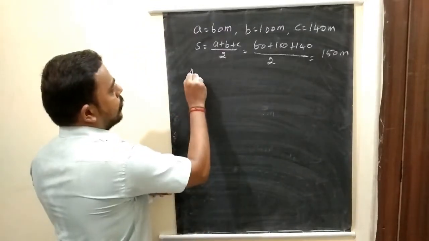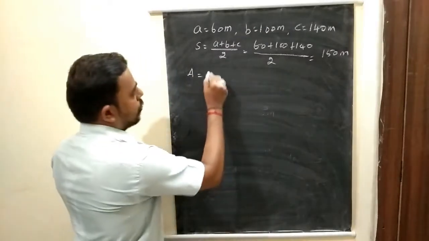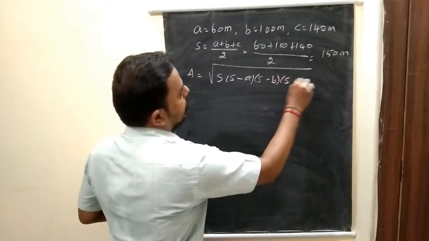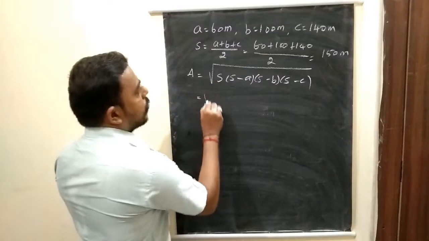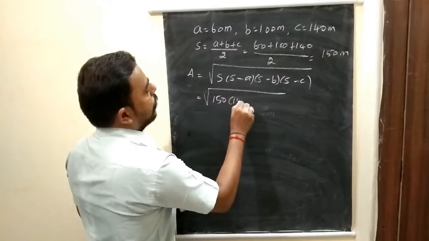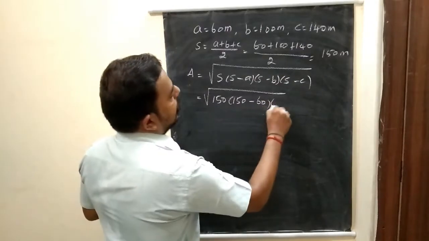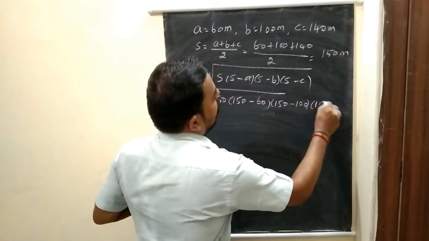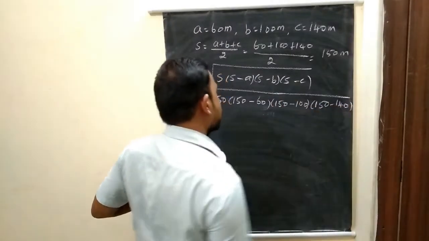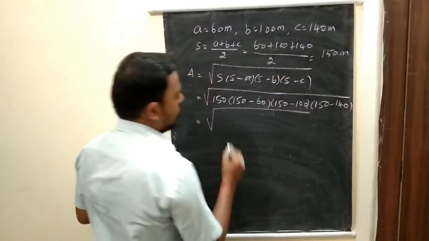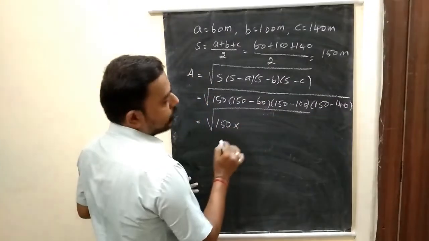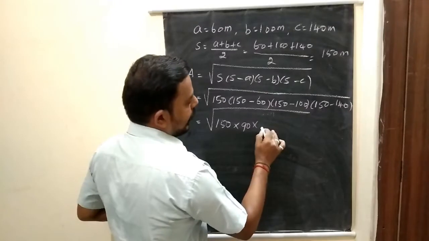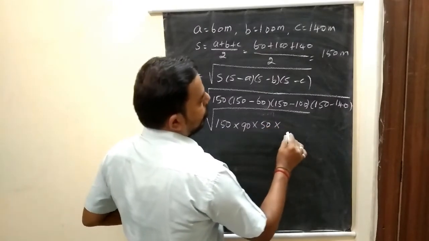Now area equals just square root of s into s minus a into s minus b into s minus c. Square root of 150 into 150 minus 60 into 150 minus 100 into 150 minus 140. So square root of 150 into 150 minus 60, that is 90. 150 minus 100, 50. 150 minus 140, 10.